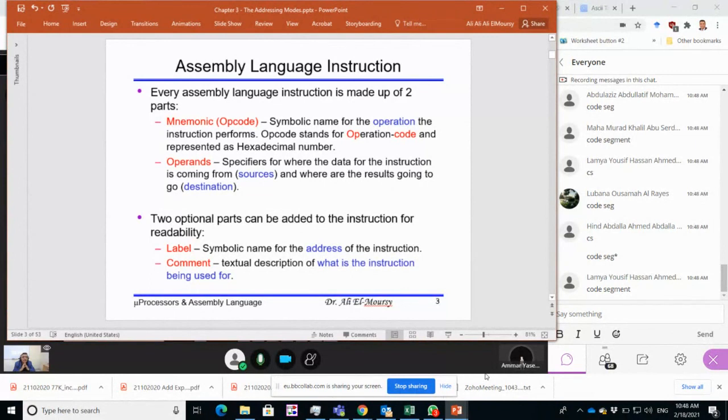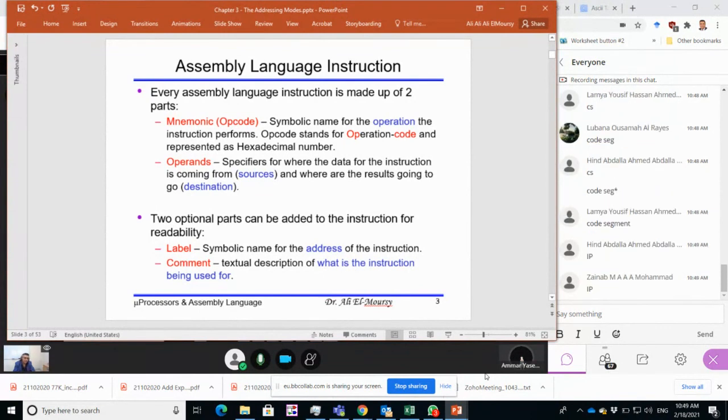In the real execution of the program, the address of the instruction is carried where? Good job, Hind and Zeinab. The address of the instruction, or the offset of the instruction, if I'm not talking about a physical address but a logical or offset address, is usually carried at execution in the IP, the instruction pointer.